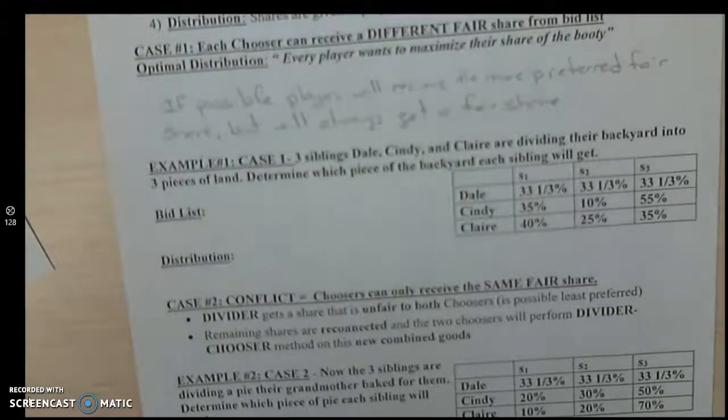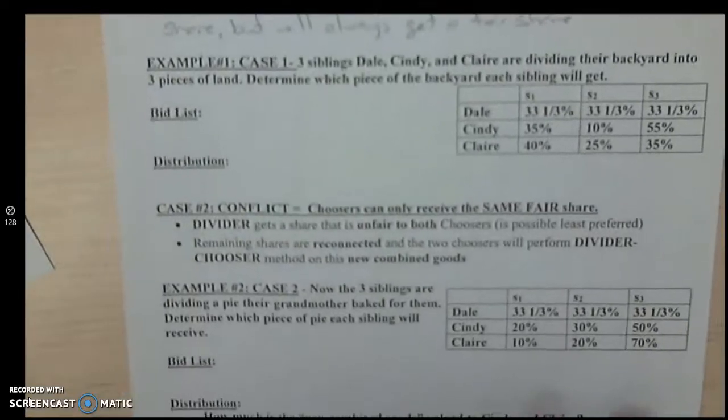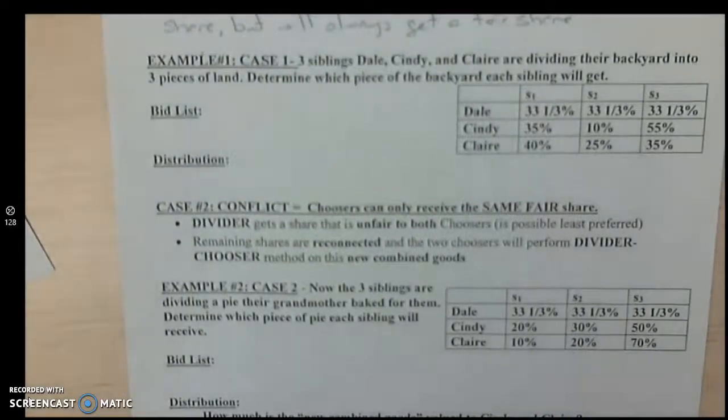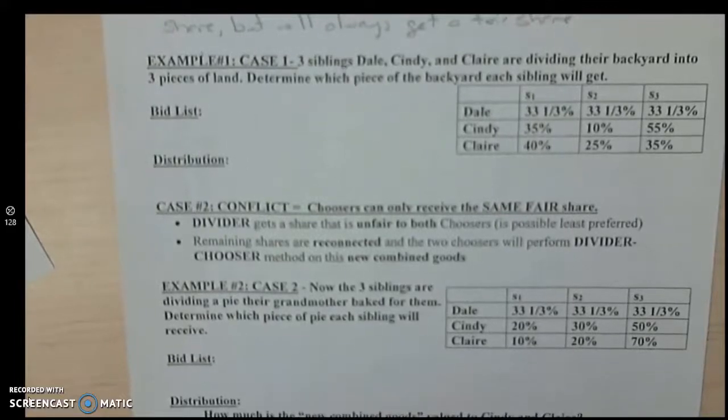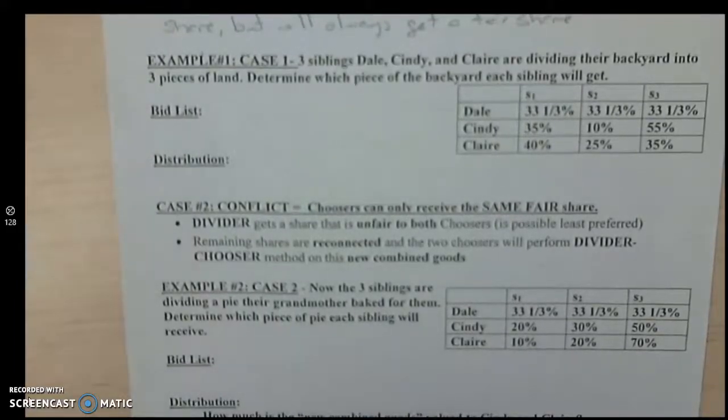All right. So let's look at an example here. Example number 1. This would be case 1. So we've got three siblings. Dell, Cindy, and Claire are dividing their backyard into three pieces of land. Determine which piece of the backyard each sibling will get. All right, so we can kind of tell in this case who our divider is. Who would be the divider? Well, in this case, Dell is our divider. Now, how do I know that? By just looking at the bid list.